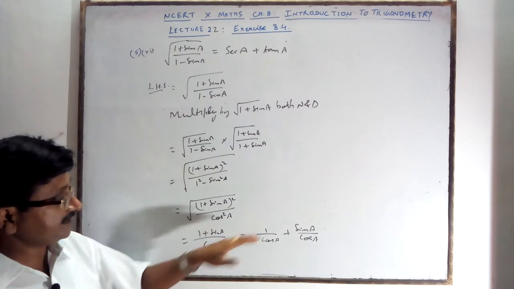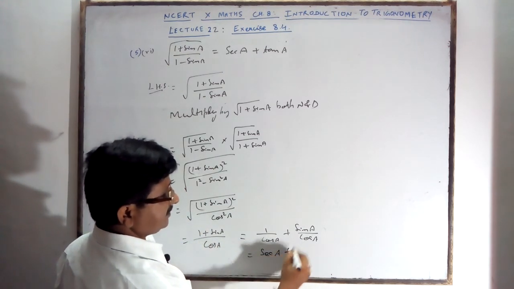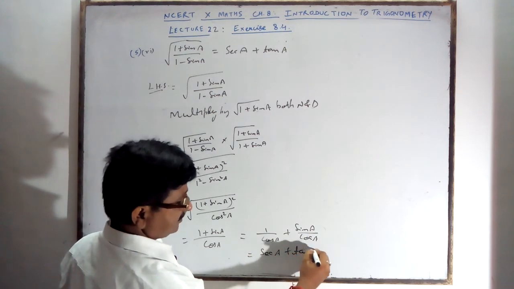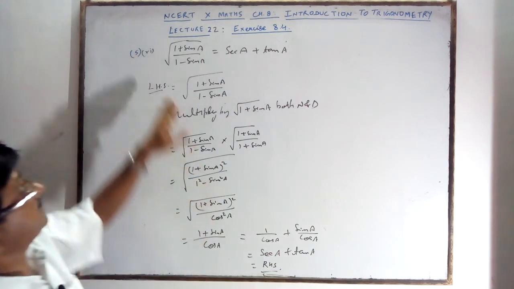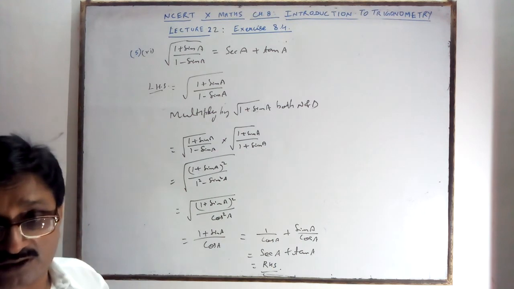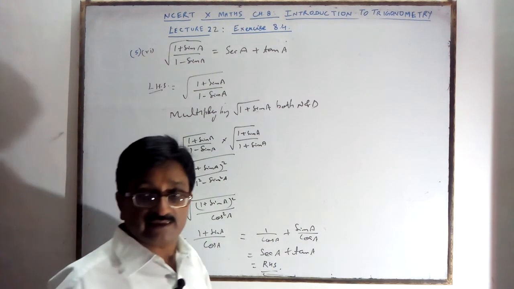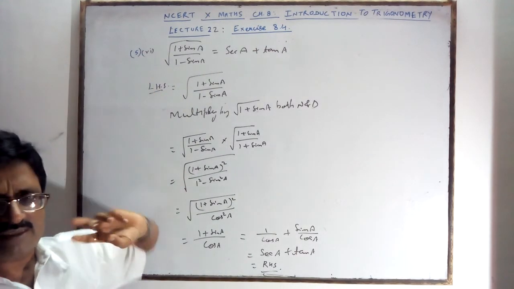How? Both as separate terms. So 1 upon cos will be sec and sin upon cos will be tan, and it is your RHS. So LHS is equal to RHS. Simply you are getting LHS equal to RHS. So you have solved these 2 questions very simply.